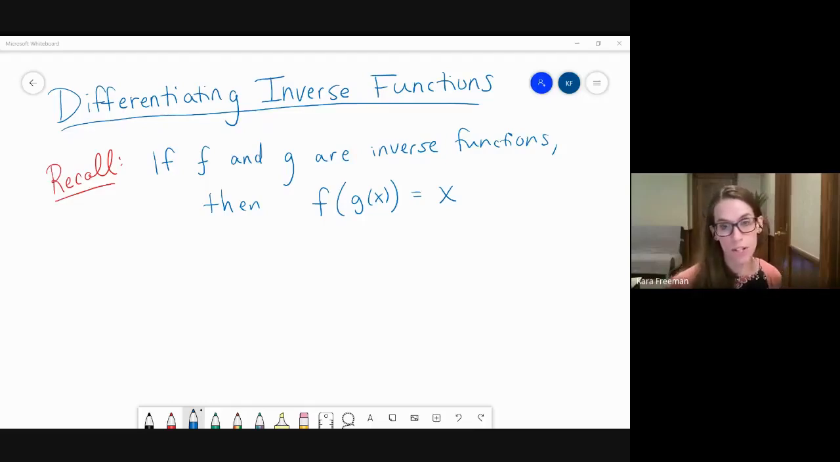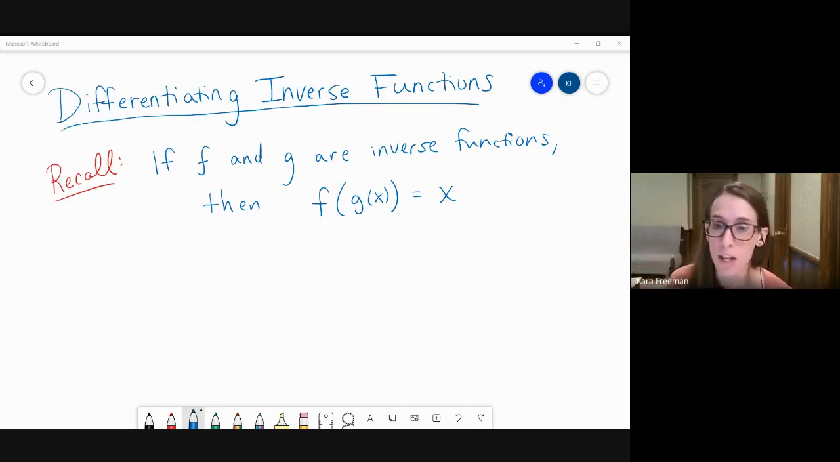Okay, so first is differentiating inverse functions. All right, so an inverse function property, if you'll recall, we learned in pre-cal: if f and g are inverse functions, they have this property that if you take the compositions of each other, you end up with x. So f of g of x equals x, and also g of f of x equals x. That's a property of inverse functions. Hopefully you remember that. You do need to be somewhat familiar with that.